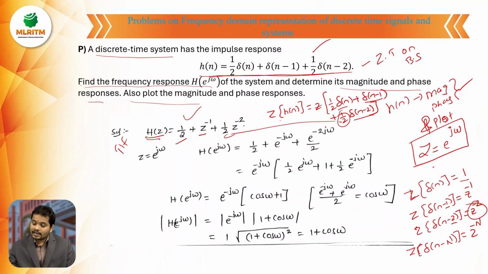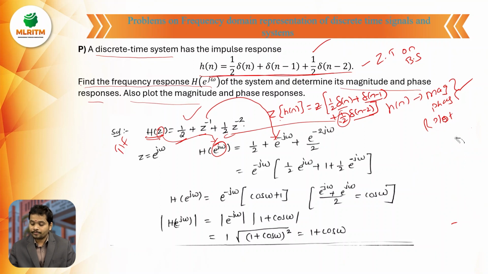For obtaining the frequency response, as I have already told, you have to keep z equal to e^(j omega). So in the place of z, I am substituting e^(j omega). So H(e^(j omega)) = 1/2 + z^-1, where z is e^(j omega). z^-1 is nothing but e^(-j omega). Similarly, 1/2 z^-2 is nothing but e^(-2j omega).